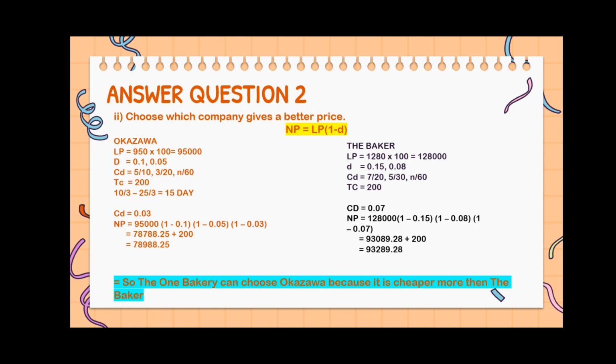So that's the conclusion for the second question. We can see why we choose Okazawa, because it is cheaper than the Baker. So the best choice is Okazawa.